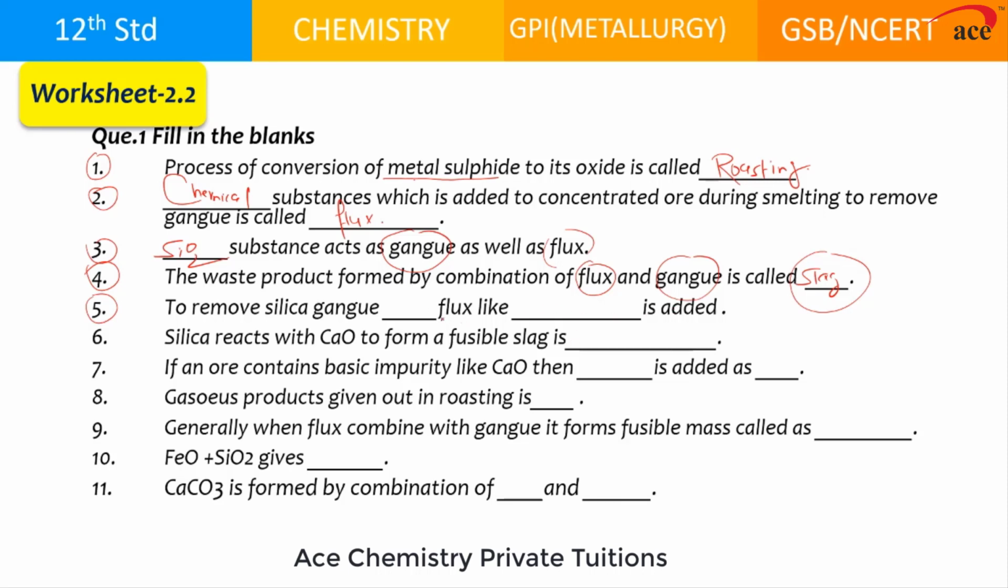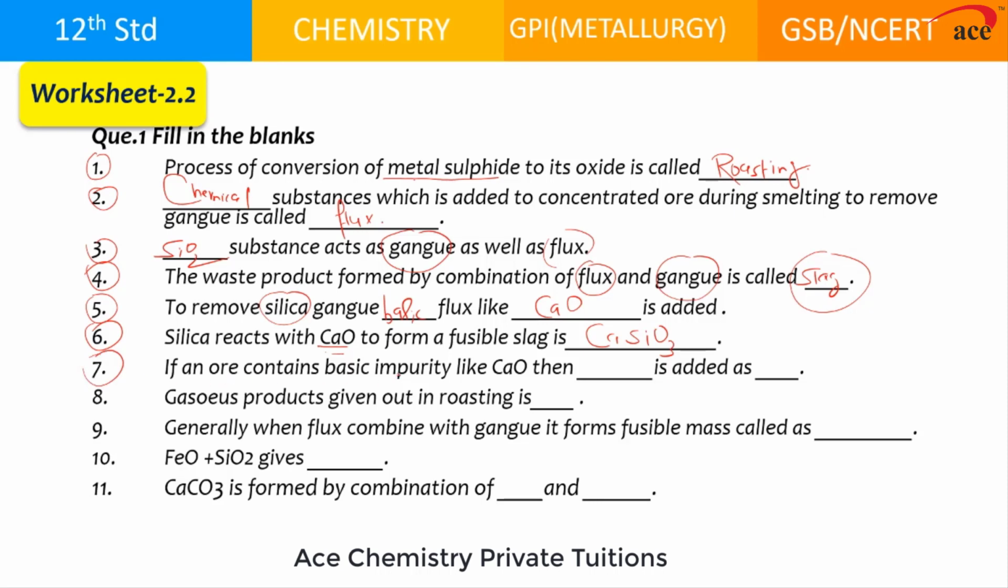Fifth says that to remove silica gangue, dash flux like dash is added. So the addition of flux depends upon the nature of the gangue. Silica is what? Acidic. So we have to add basic flux, and the basic flux generally we take is a metal oxide like calcium oxide. Silica reacts with the calcium oxide to form fusible slag as calcium silicate. So the formula of calcium silicate is CaSiO3. Here we got the answer of 6. Let's check the 7th one.